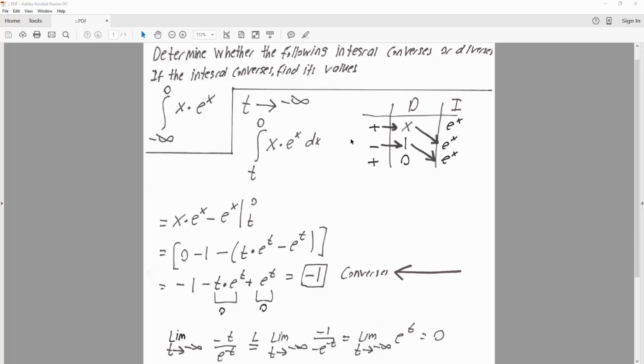Okay, in this tutorial we want to determine whether the following integral converges or diverges, and if it converges we want to find the value. So we have the integral, the lower bound is negative infinity and the upper bound is 0. It's going to be x times e raised to x. So the first thing we want to do is say t approaches negative infinity.